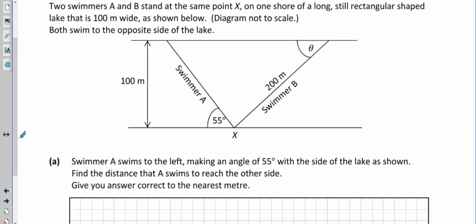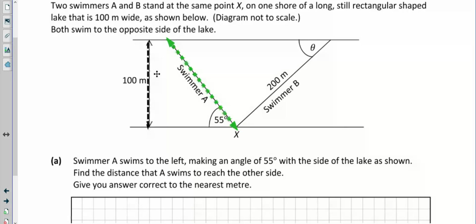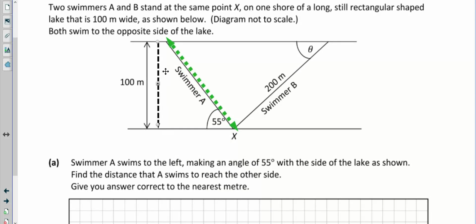Swimmer A swims to the left, making an angle of 55 degrees with the side of the lake as shown. Find the distance that A swims to reach the other side. What I think it's looking for is how far this green line here is. Everybody see that green line? See this 100 line, yeah? Just going to bring it forward.